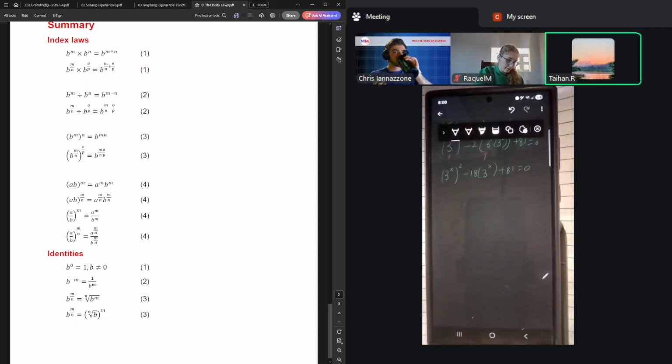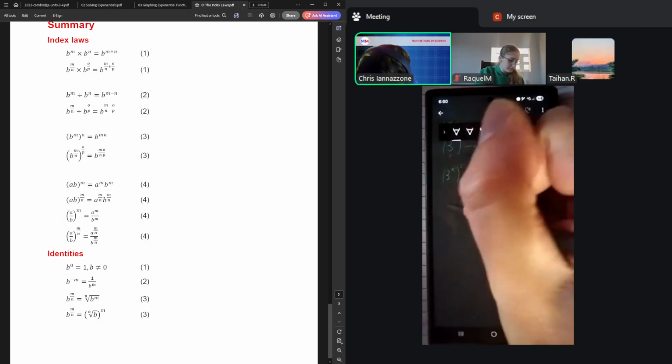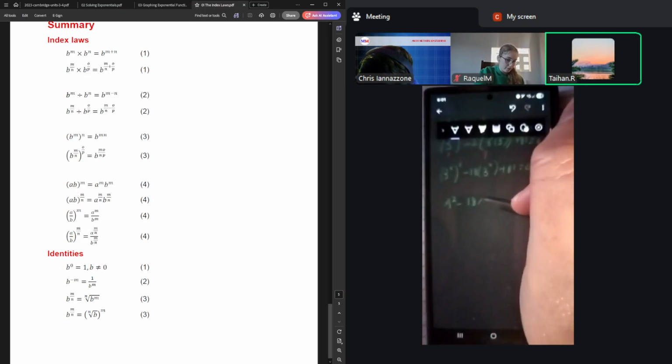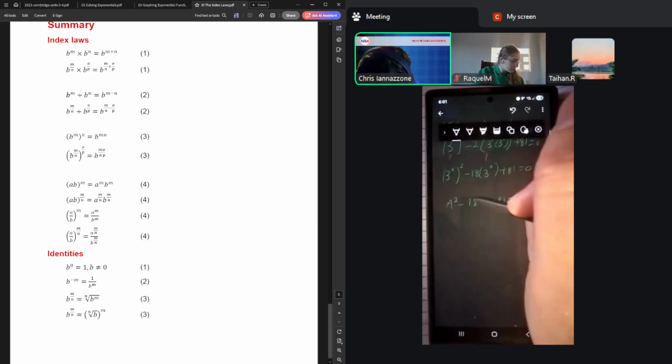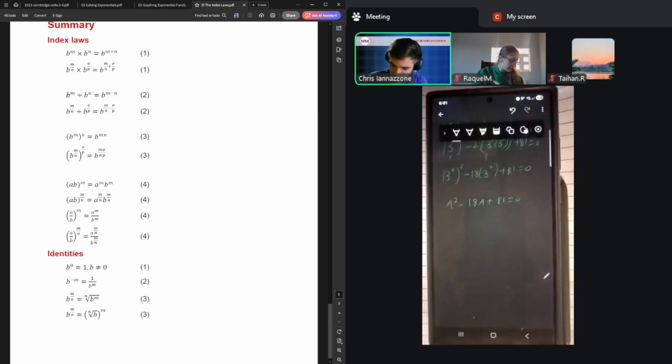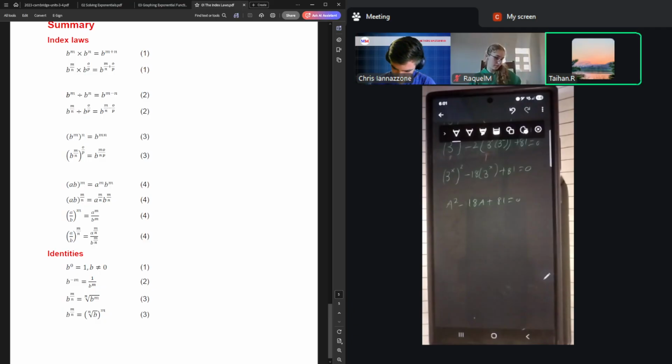We can just substitute it in now. So yep, we could just have a squared minus 18a plus 81 equals 0. That's it, yeah. It's a bit nastier of a quadratic, but you're still able to solve it the same sort of way. Actually, that wasn't too bad. This one even can be factorized as well. I think it's a perfect square.